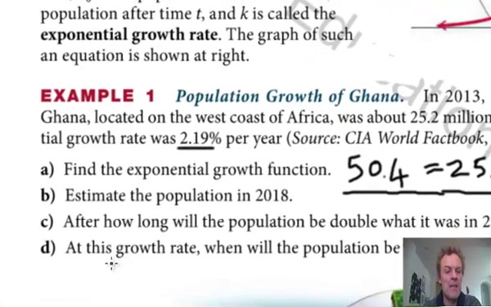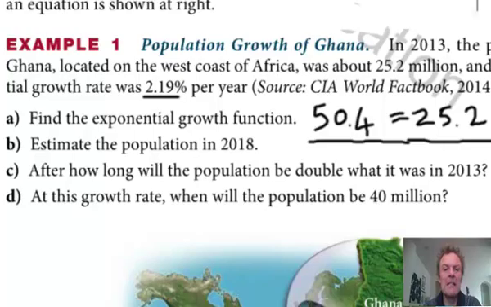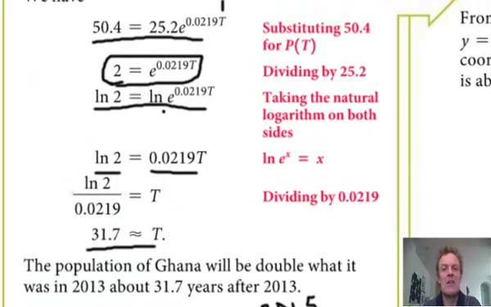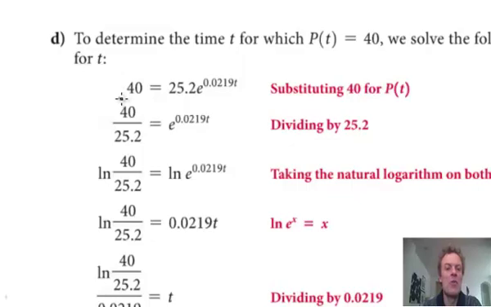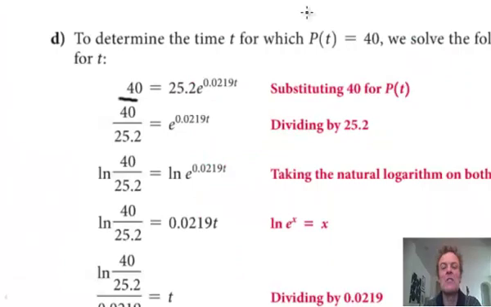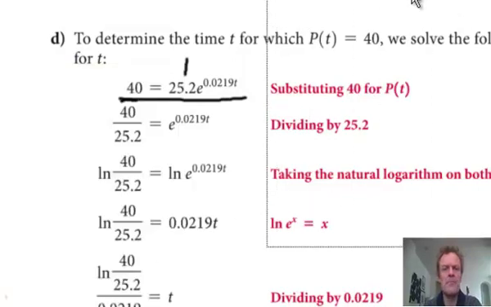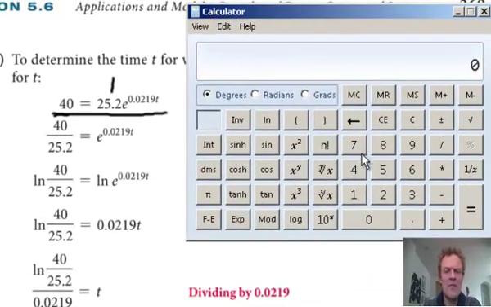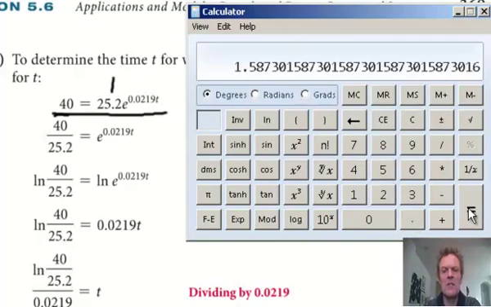Another question. At this growth rate, when will the population be 40 million? It's very similar to what we just did. Here we go, 40 million on this side. Instead of double, which was 50.4, we're just saying how long does it take to reach 40 million. So it's just the same. You're not doing anything different. We've just put 40 there instead. Again, you divide by 25.2. Now, I'm actually going to do this differently. I don't like the way they've done this. I like to get rid of that 25.2 right now, so I'm going to get the calculator going. So we have 40 divided by 25.2 is that.